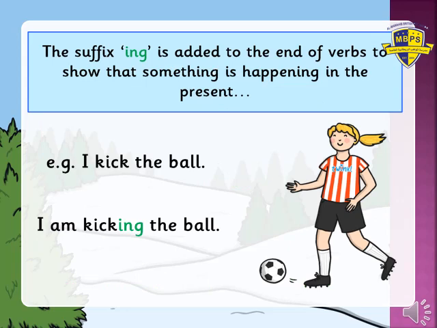The suffix ing is added to the end of the verbs to show that something is happening in the present. For example, I kick the ball. If you look at the picture, the girl is kicking the ball. So I kick the ball. When I add the suffix ing in the root word kick, it will change like I am kicking the ball. So the word will slightly change from kick to kicking. I am kicking the ball.